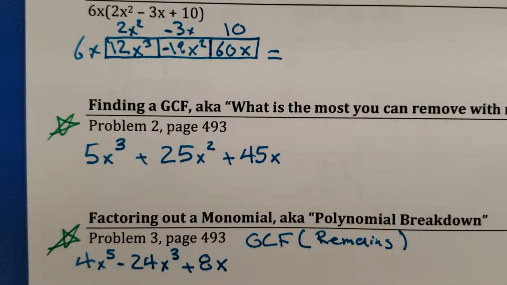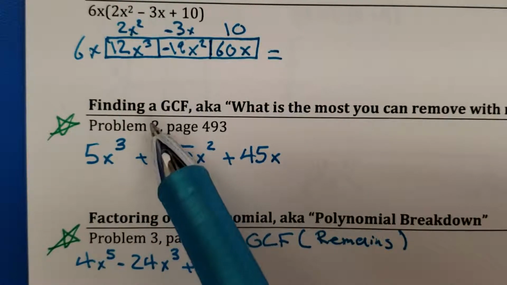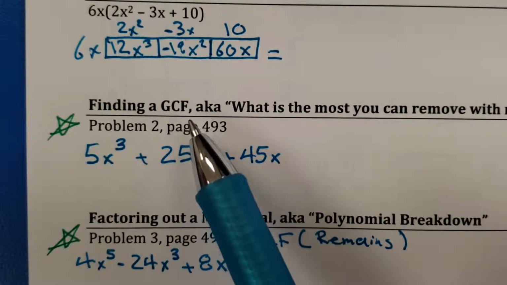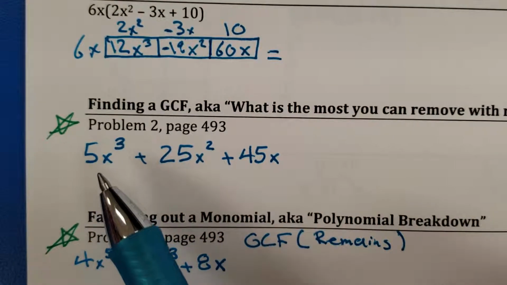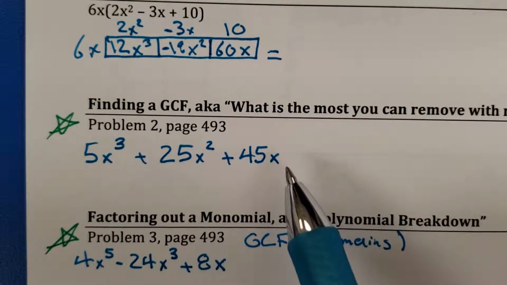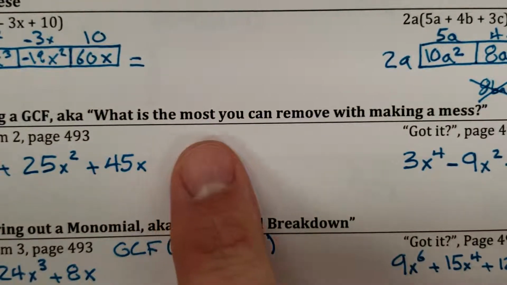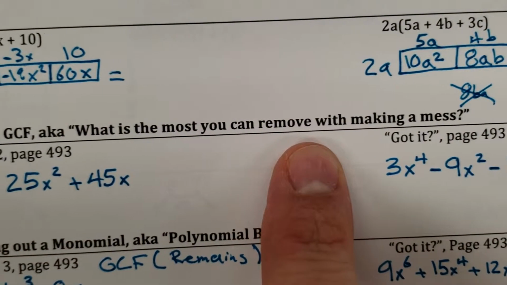So now the other part of lesson 8.2 is problems like problem number 2 on this page. They want you to find the greatest common factor. What is that? That is the number and the variable amounts that you could take out without making a mess. So that's basically what my question is: what is the most you can remove without making a mess?